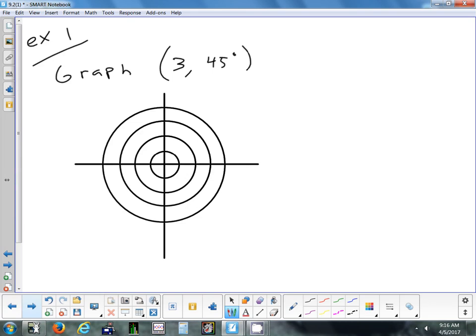So 3. I'm going to start from the origin, and I'm going to go 3 units, which way? To the right. So I'm just going to temporarily put a little mark there. That's not my answer. That's just where I'm going to start from. Now I'm going to go 45 degrees from that point in which direction? Counterclockwise. And that's the answer. So right 3, 45 degrees counterclockwise. Any questions on that?